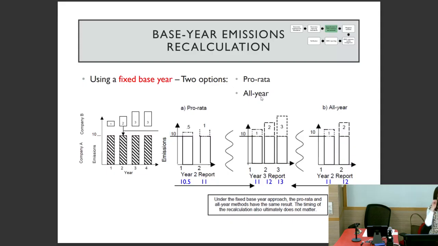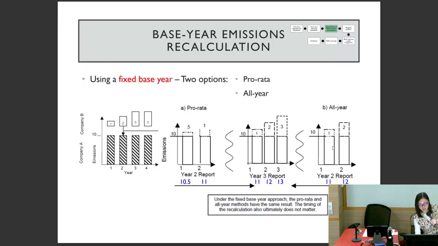For all year, we refer to the end of the year. So like in year 2, at the end of year 2, company A owns company B. Then we just treat all the emissions by company B as belonging to company A, not 50%, but 100%. Because by the end of year 2, company A owns company B, company A is responsible for 100% of the emissions.